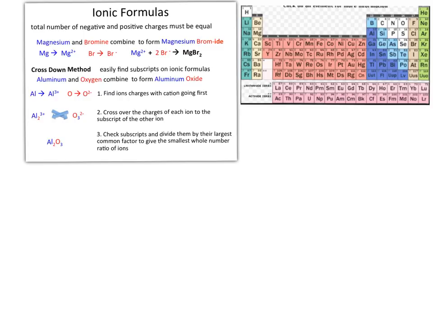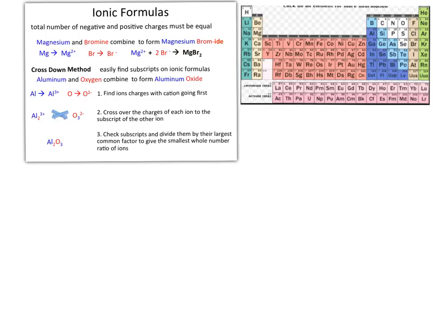Then what I'm going to do is cross down. I'm going to take the superscript for the 2-, and that is going to become the subscript for my aluminum. I'm going to take the superscript, or the charge on the aluminum, and that's going to become my subscript for my oxygen. Notice I leave the signs of the charges off. I just cross down the actual numeric value, and I now have the two subscripts.